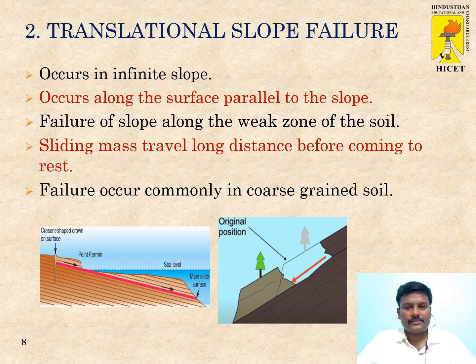Second one, translational slope failure. This type of failure occurs in infinite slope. Translation failure occurs along the surface parallel to the slope. The failure of slope along the weak zone of the soil. The sliding must travel a long distance before coming to rest. The failure occurs commonly in coarse grained soil.